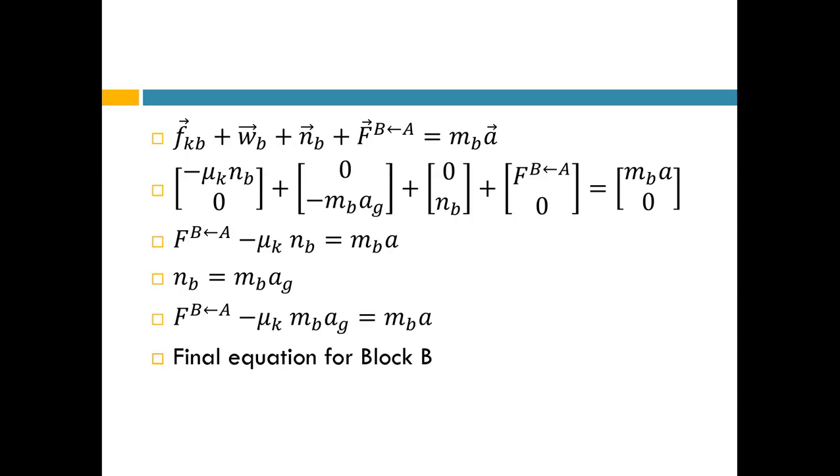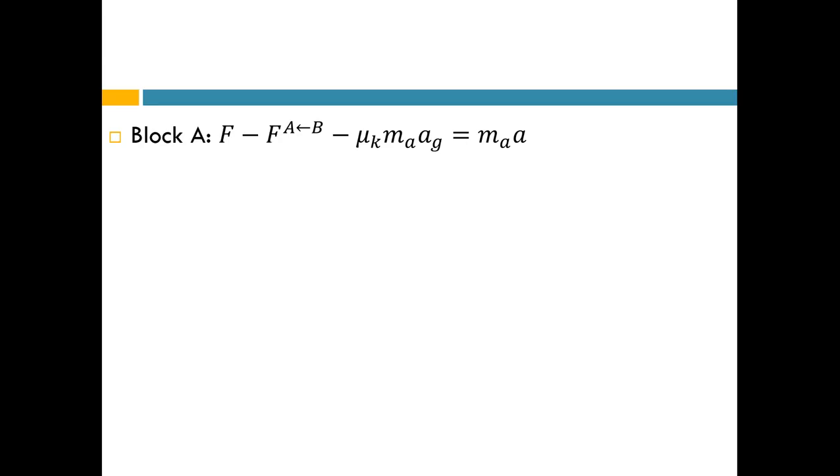Now, some of y'all got to that equation. Great. How many unknowns do we have in this equation? It's 2. We have 2 unknowns in this equation. We do not know the contact force. We do not know the acceleration. So now we have an equation that we got from block A. We have an equation that we got from block B. Now we get to play algebra.